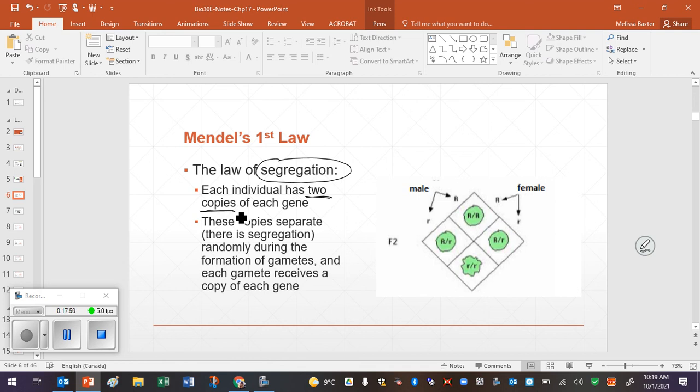That's what we study. Well, since genes are found on chromosomes, right? Genes are sections of DNA that code for a protein on a chromosome. They also have two copies of each gene. And these copies separate, in other words, there's segregation randomly, right? Randomly, because of independent assortment, during the formation of gametes, and each gamete receives a copy of each gene. Gametes don't get two copies of each gene, they only get one. Gametes are haploid.